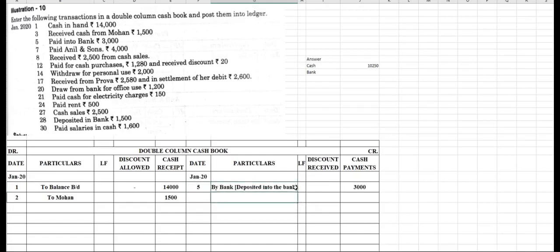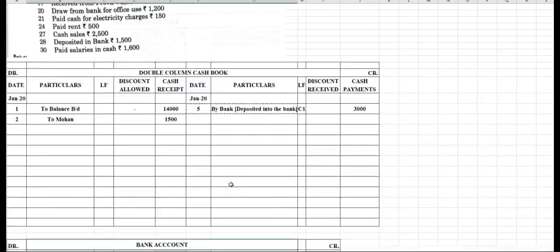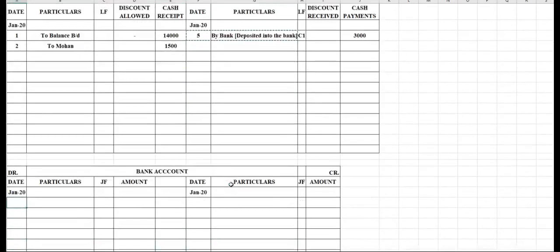If in case they say loan repaid to the bank, only this side, there is no contra entry. But here they are saying paid into. Into is a word which shows that it is a deposit. So deposited into the bank means in bank account also it is increasing. So I will take the same thing. I will go there in the bank account. In bank account, the amount is increasing.